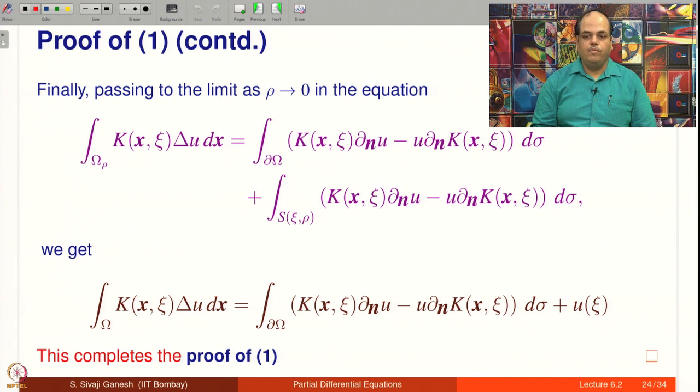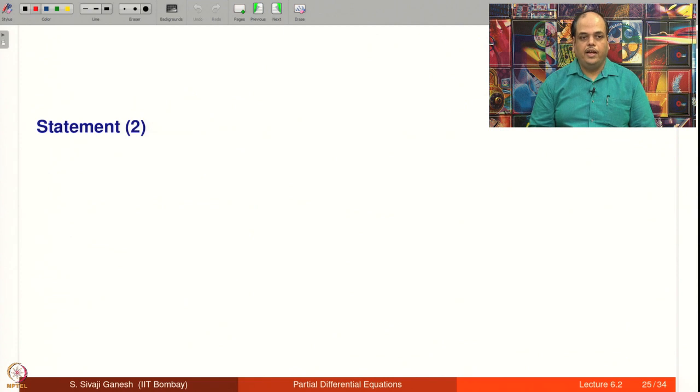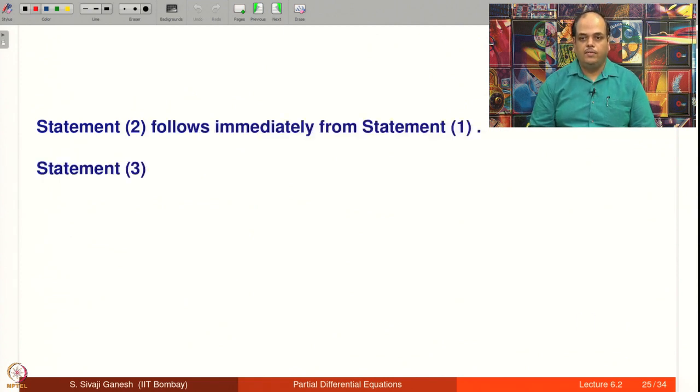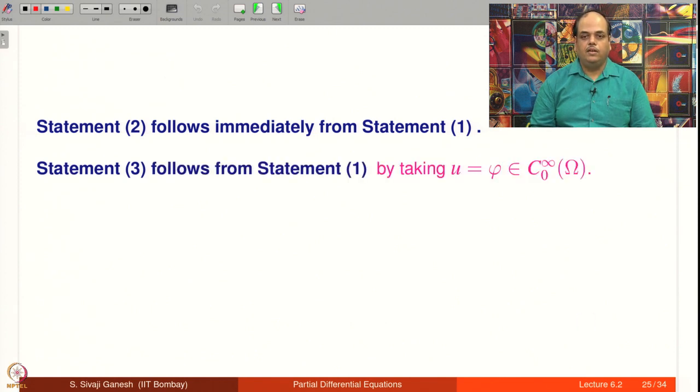This completes the proof of 1, u of psi equal to this integral minus this integral. This is what is stated in 1. As mentioned before, statement 2 follows immediately from statement 1. Statement 3 follows from statement 1 by taking u equal to phi, which is C 0 infinity of omega. This completes the proof of the theorem.